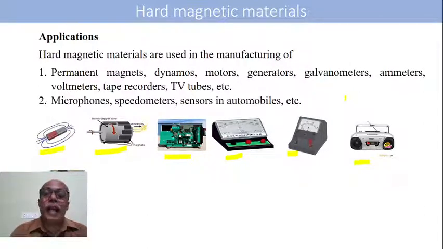So this ends the magnetic properties of matter.